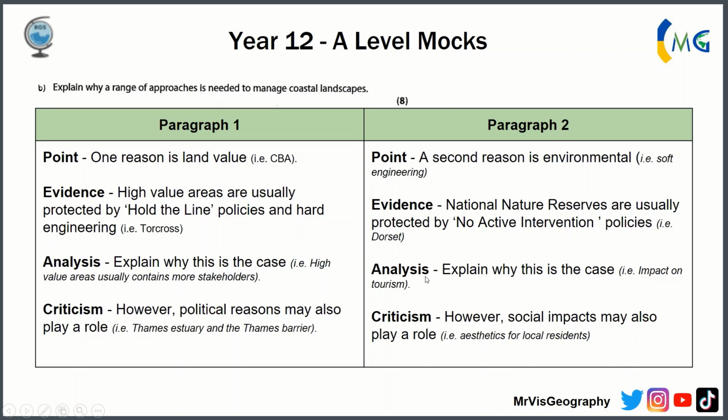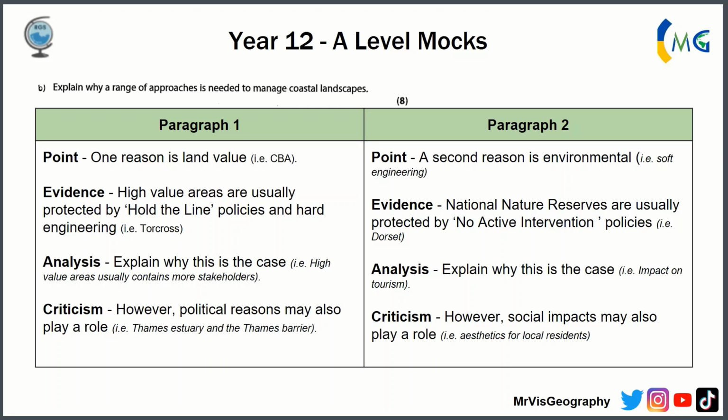The last question for the coast unit was an 8-mark question about why a range of approaches is needed in management of coastal landscape. It's tricky because a 6-mark question is a 1-piece paragraph, and a 12-mark question is a 2-piece paragraph.